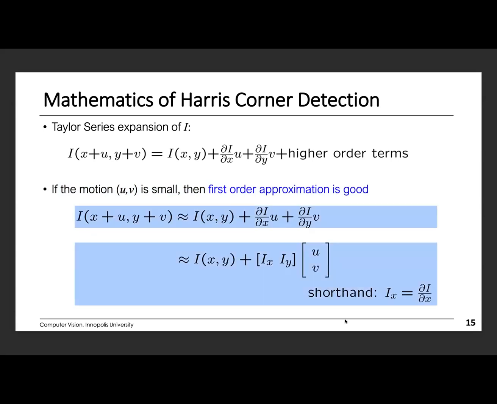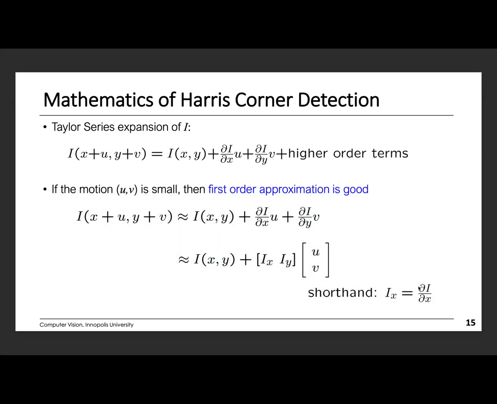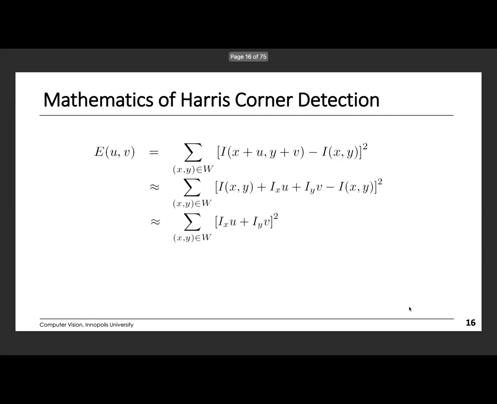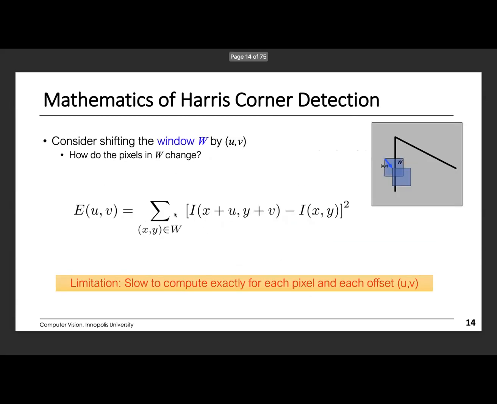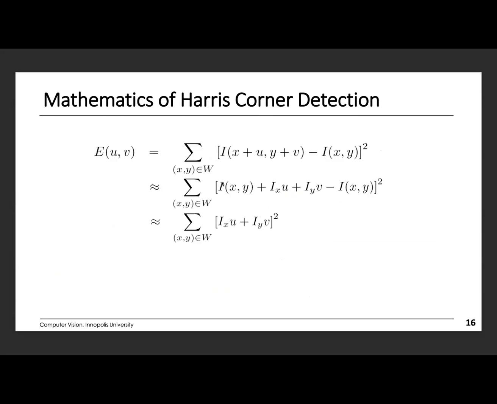Just for the sake of simplifying the math a little bit, instead of saying the derivative of I with regard to x, we're just going to say I of x. So if we bring this back again to the Harris corner detector math, we get the following: I of x, y plus I of x in the direction of u. So this is the derivative again in the direction of x, plus I y multiplied by v minus xy.